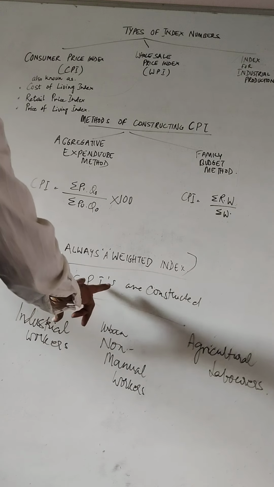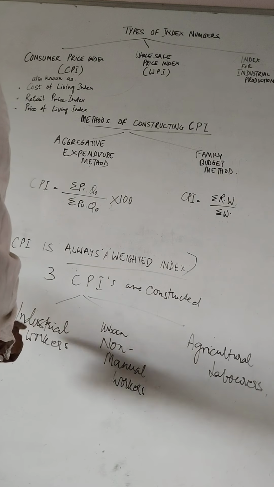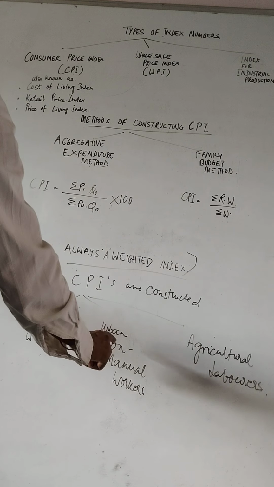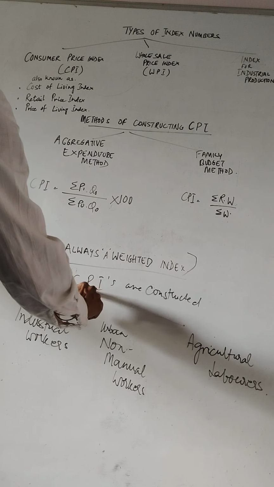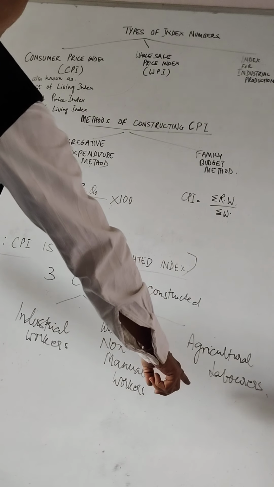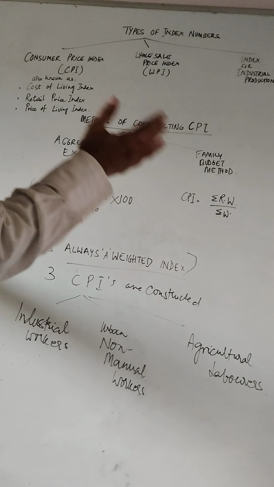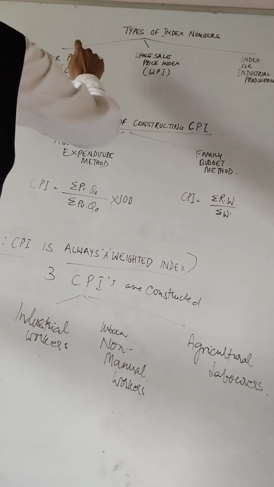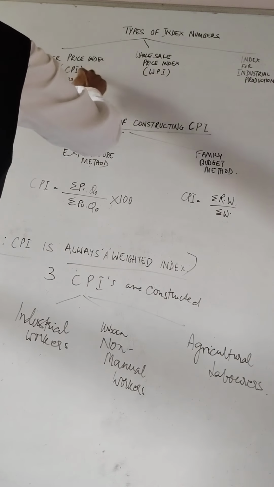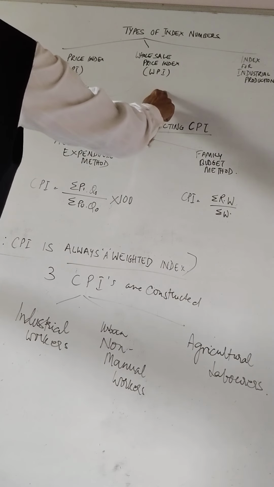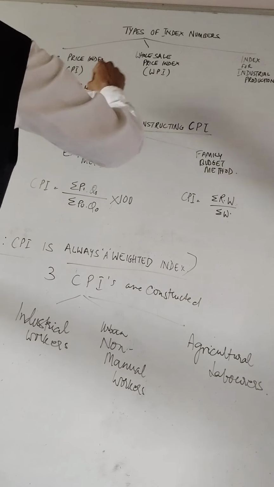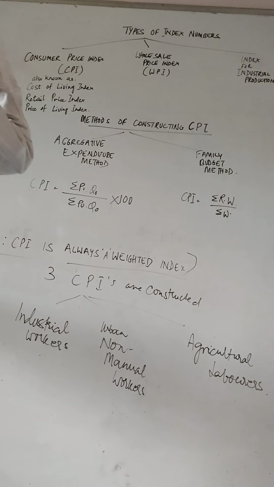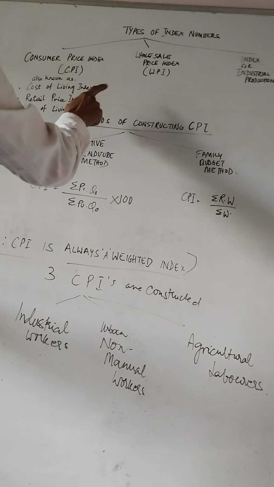And in India, 3 consumer price indexes are constructed. One is the consumer price index for industrial workers. Second is the consumer price index for urban non-manual workers, and third is the consumer price index for agricultural laborers. And again, let me reiterate what we've been doing: the types of index numbers are the consumer price index, which is CPI, the wholesale price index, that is the WPI, and the index of industrial production. And in today's class, we are going to limit ourselves to the consumer price index.